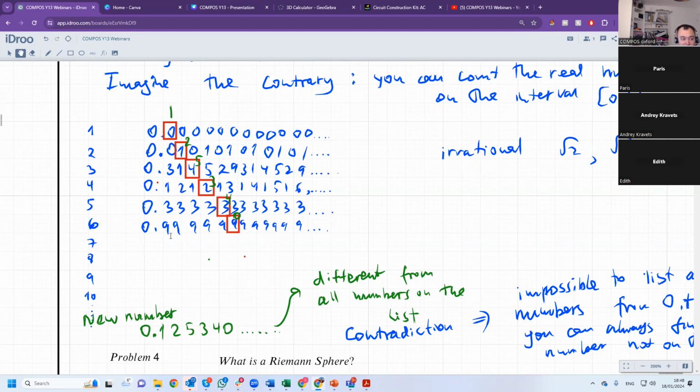It's different from the third number on the list because on the list, the first number, this first digit is 0, but I have 1, so it's different from the first number. The second digit is 2, so it's different from the second number. The third digit is 5, so it's different from the third number. Fourth digit is 3, so it's different from the fourth number. Fifth digit is 4, so it's different from the fifth number, and so on. I can design a number which is different from every single number on the list. Yeah? Do you understand now?